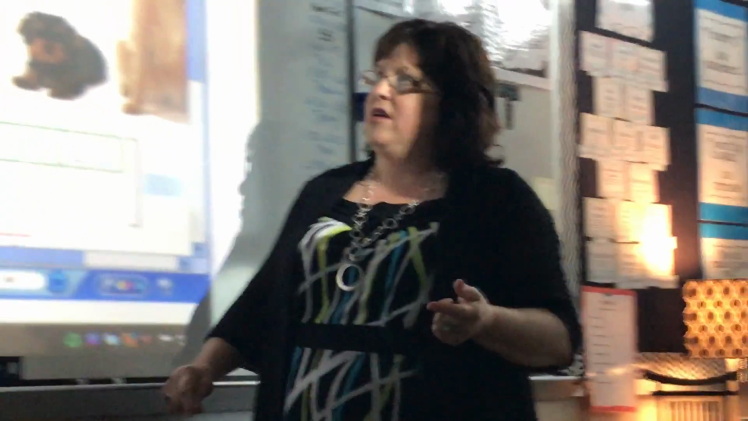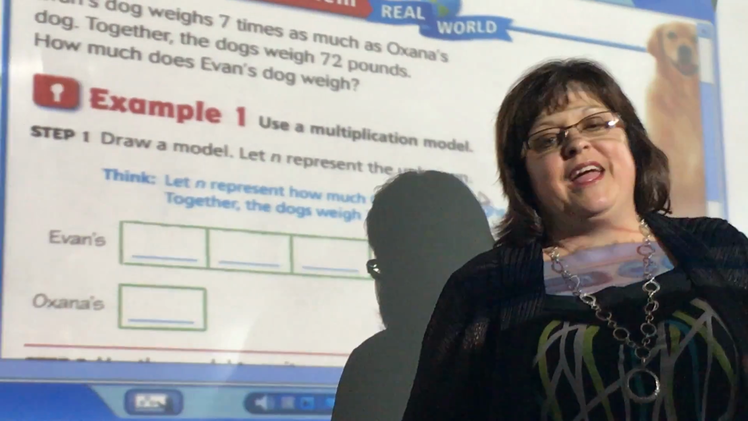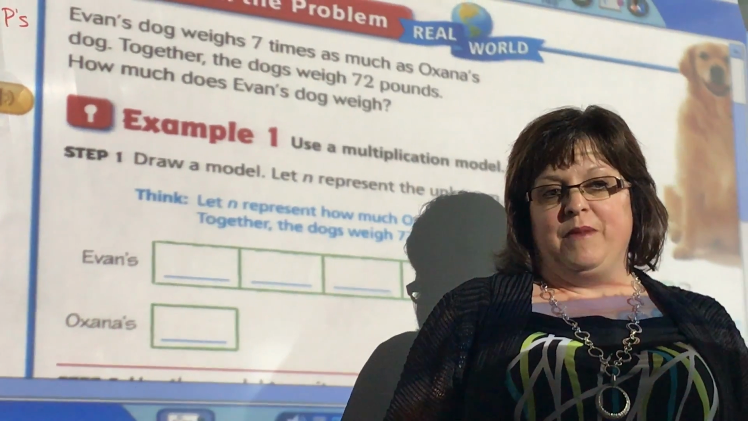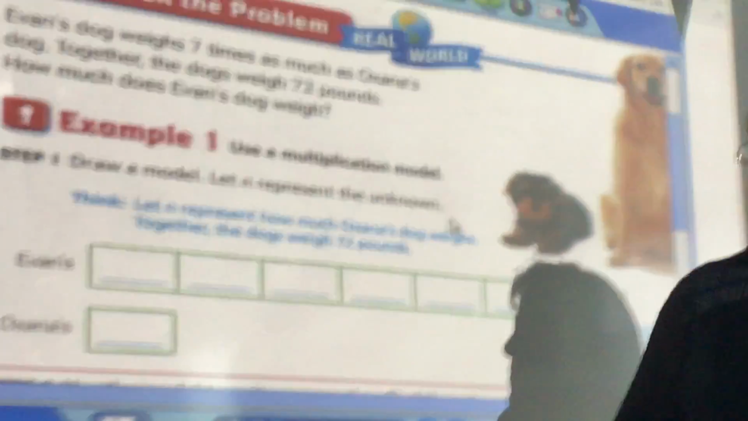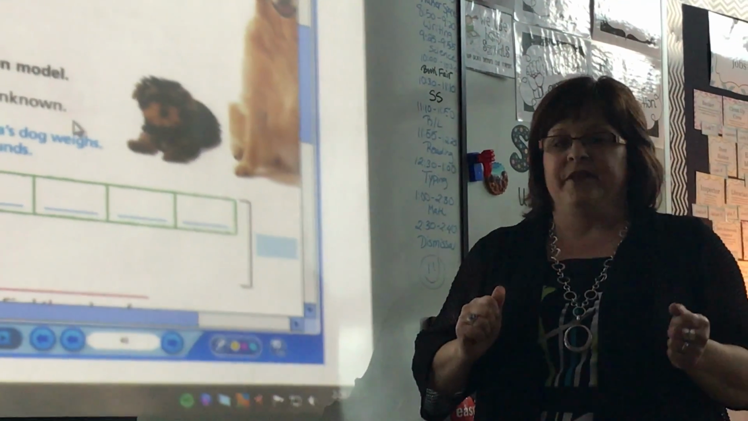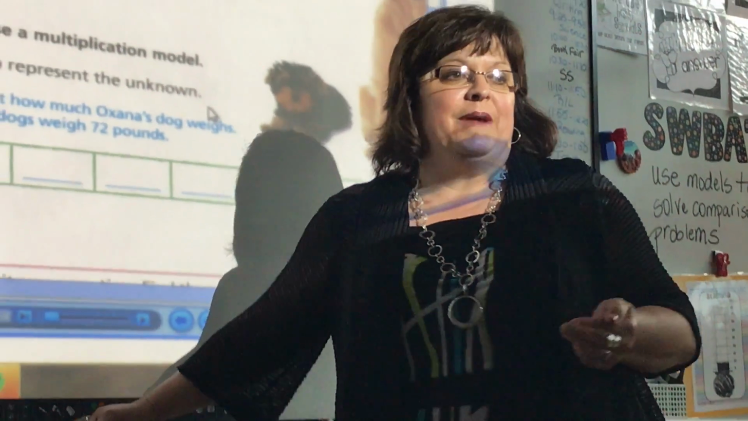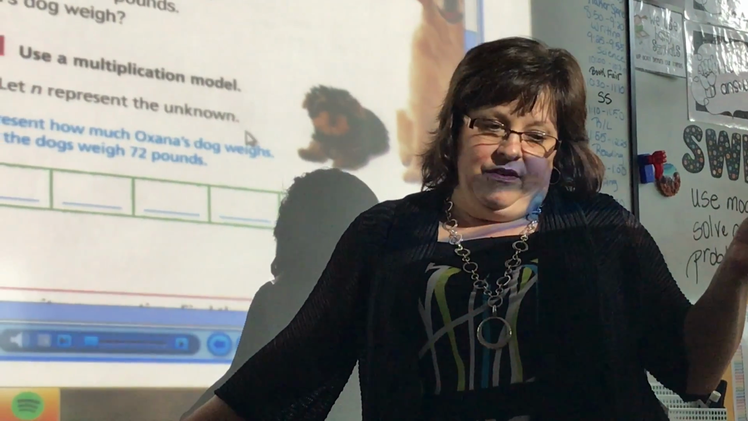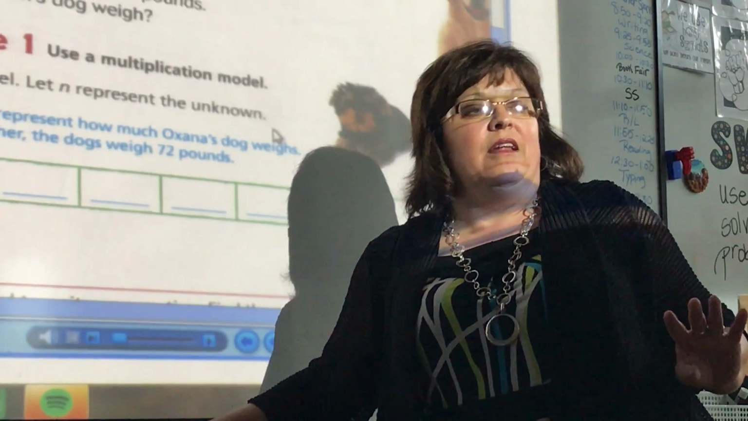Why do you think we need to use models to solve multiplication comparison problems? I guess you really can't answer me on that because I can't hear you. So I'm just going to tell you that solving comparison problems can be a little bit tricky. These models are going to really help us with our multiplication, and you'll be using multiplication for the rest of your life. So it is really important for you to understand how to use this.